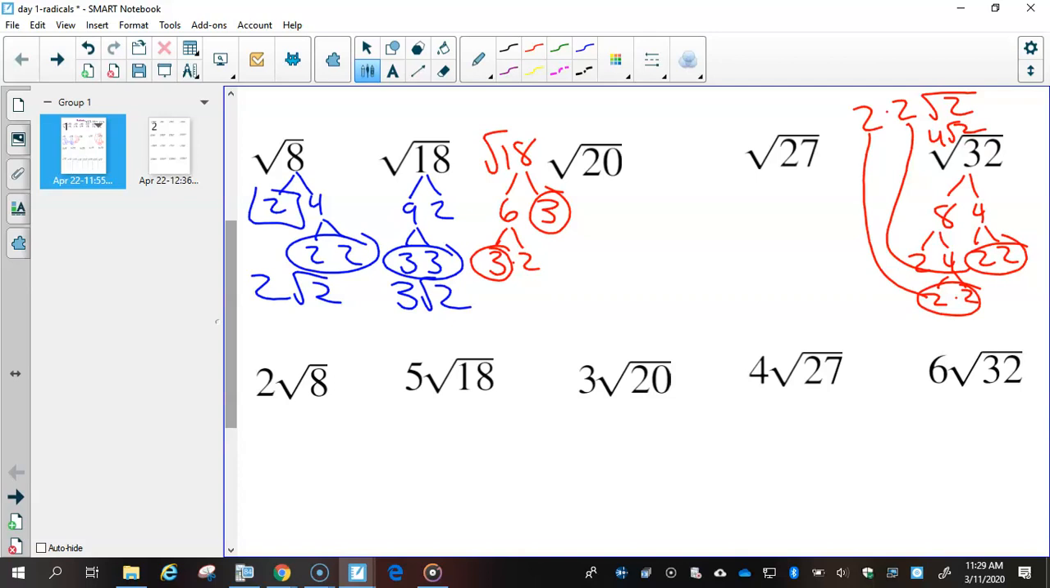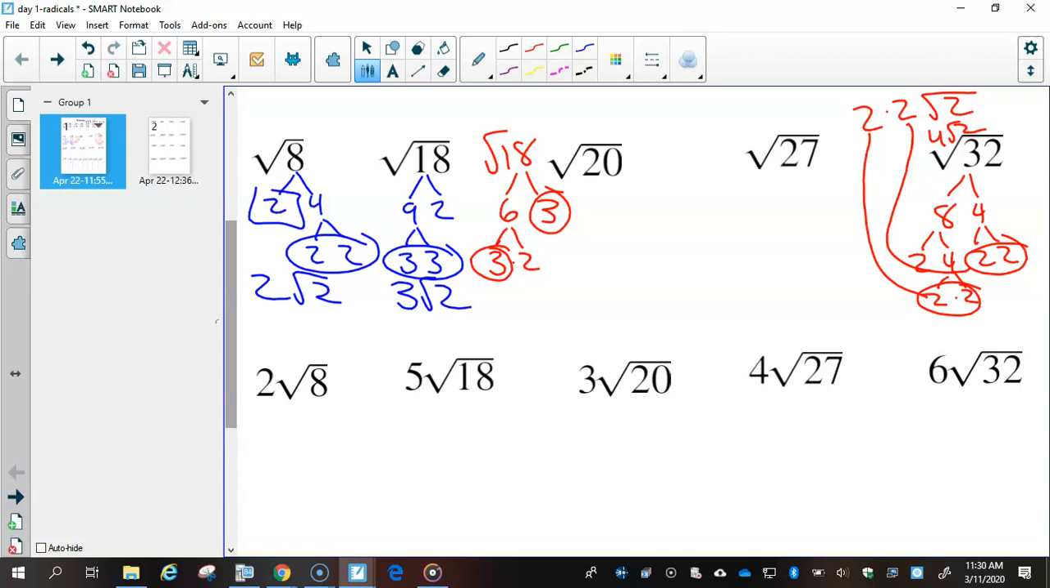Yes. Andre, ask your question. If one of the pairs is bigger, like say it was a 3, do you put 3 first or 2 first? Doesn't matter, because multiplication is commutative. Order doesn't matter. You're going to end up multiplying the numbers outside no matter what. So how you put them does not matter.